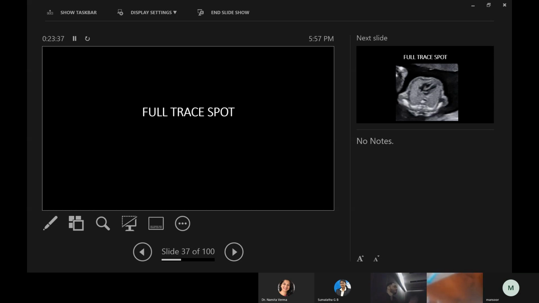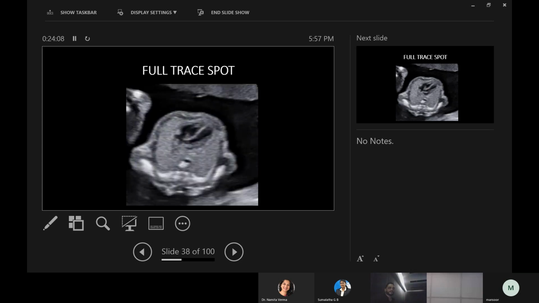Now full trace spot, what I did, instead of going in the standard axial or the perfect axial plane, which is a little bit imperfect for great vessels, I came up with a plan of making the plane oblique. And in an oblique view, twisting the probe a little bit in such a way that from a single point, you can trace the great vessels, aorta and pulmonary artery, completely from their origin in the ventricles till their termination in the descending aorta. You can see this video.